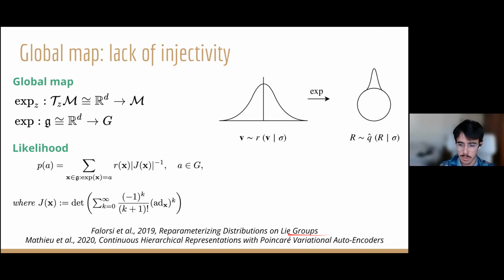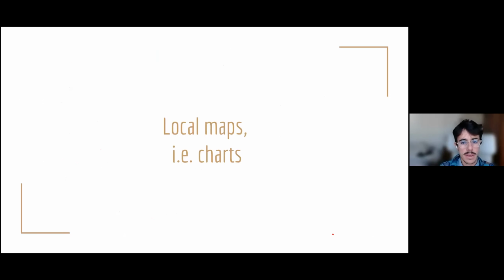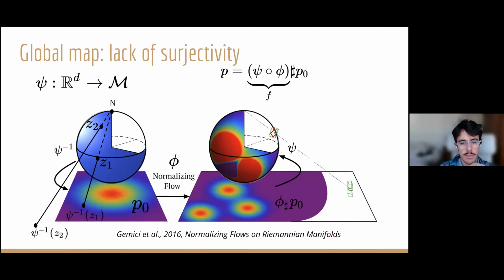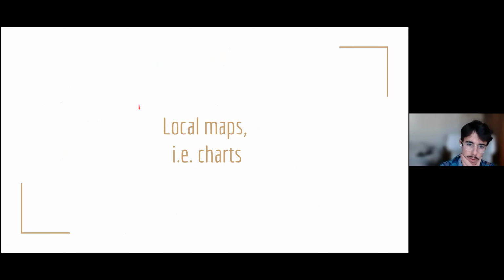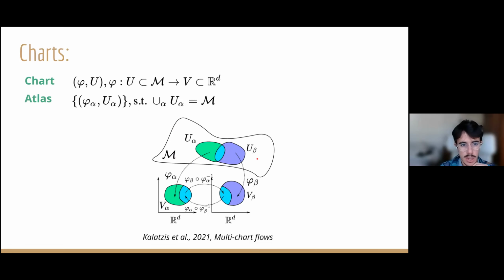Yeah, that was proposed in this paper. We do something similar in our paper. Okay, so that was the use of a global map, but why not have a collection of local maps? These are basically charts, for those who are familiar with Riemannian geometry. That's how one defines a smooth manifold: by having a collection of charts called an atlas.